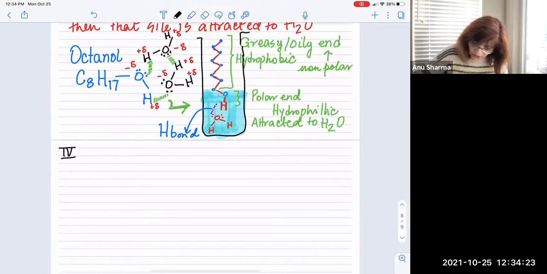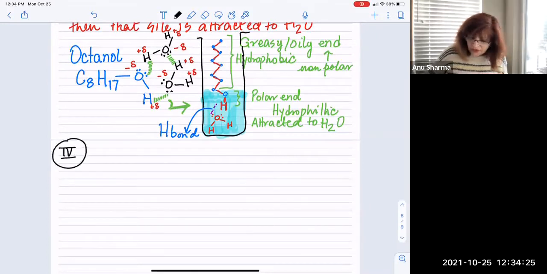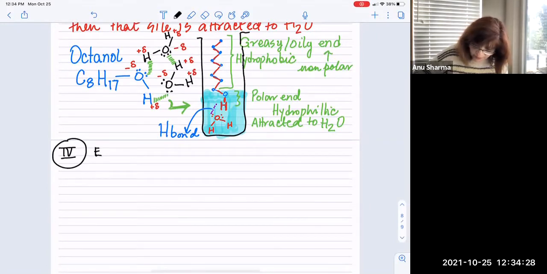Okay, all right, now we are looking at the electrolytes. Now back to the ionic compounds, electrolytes.